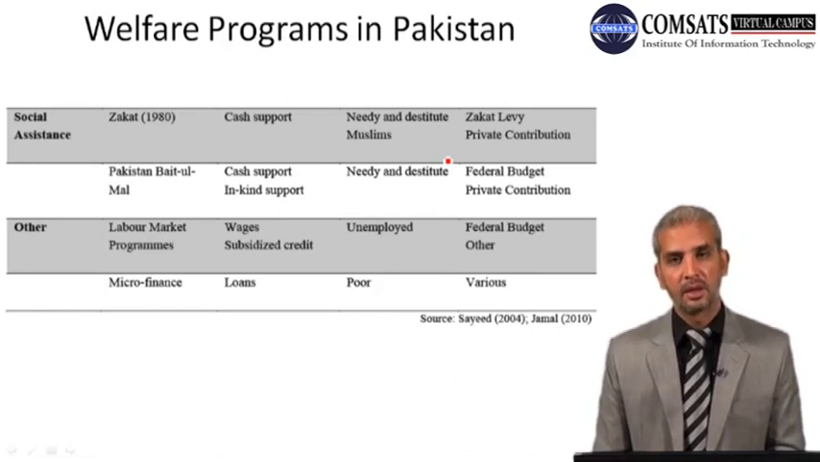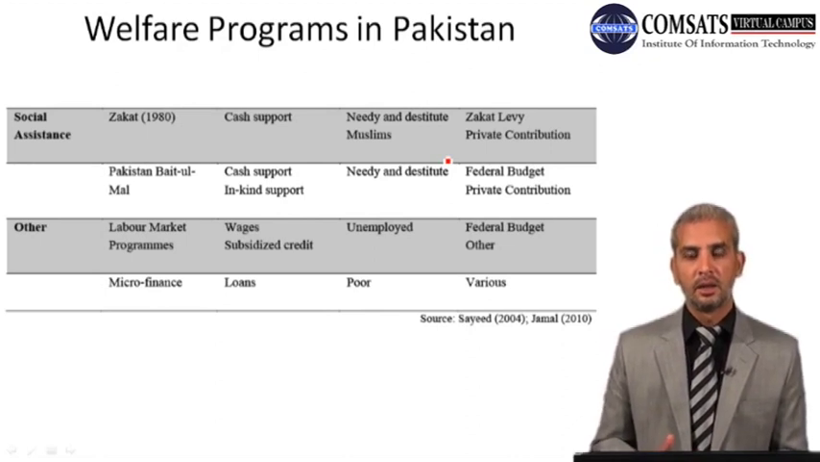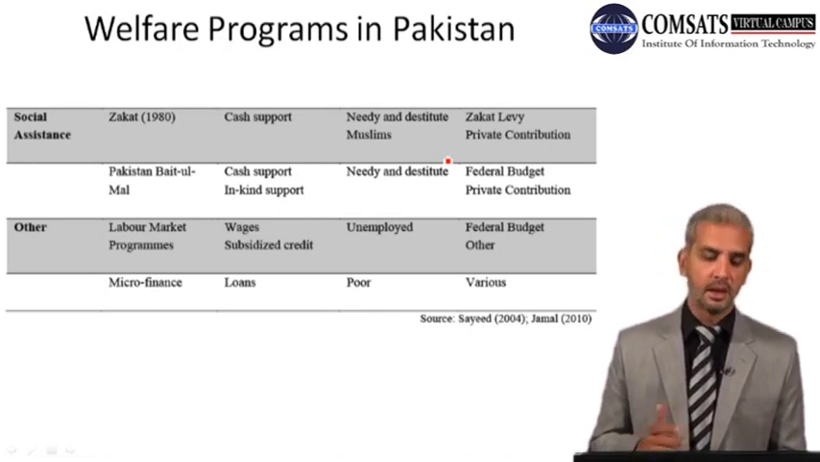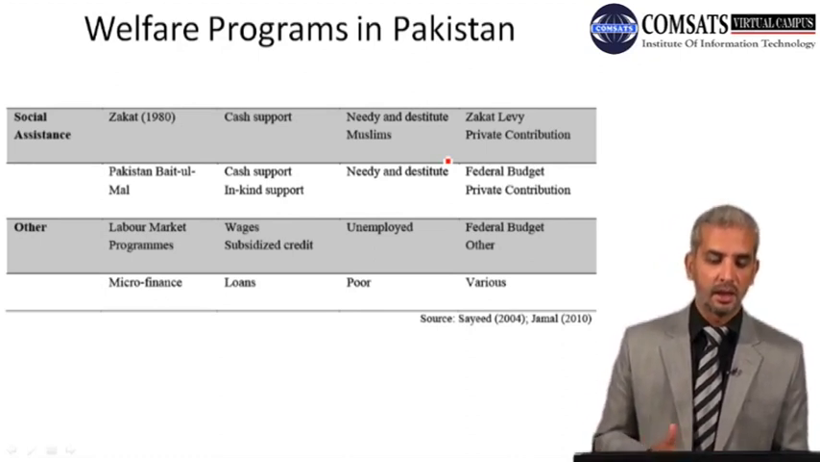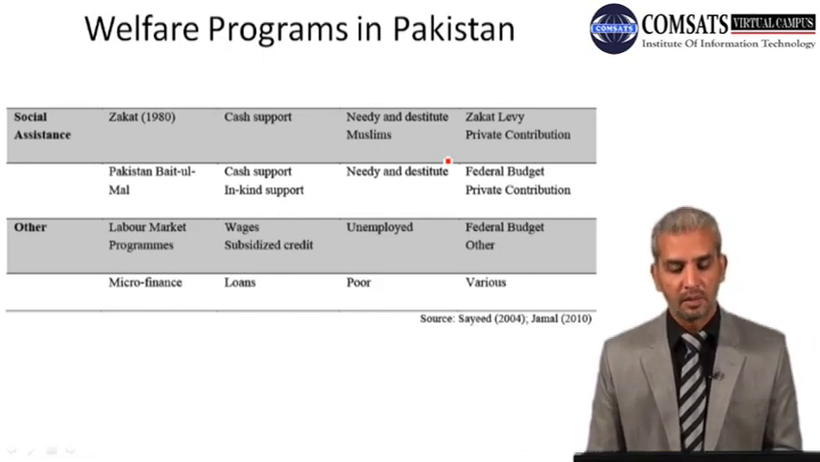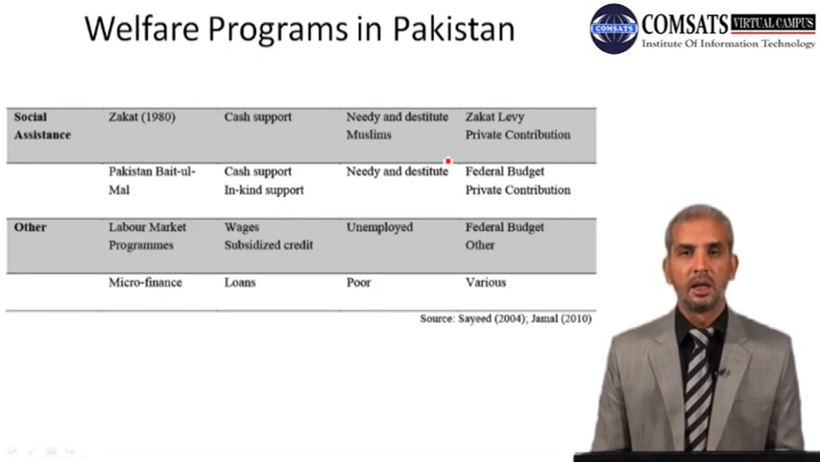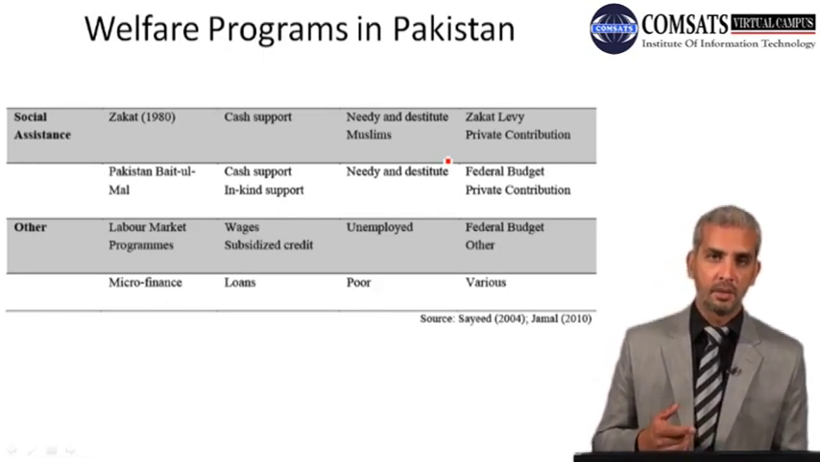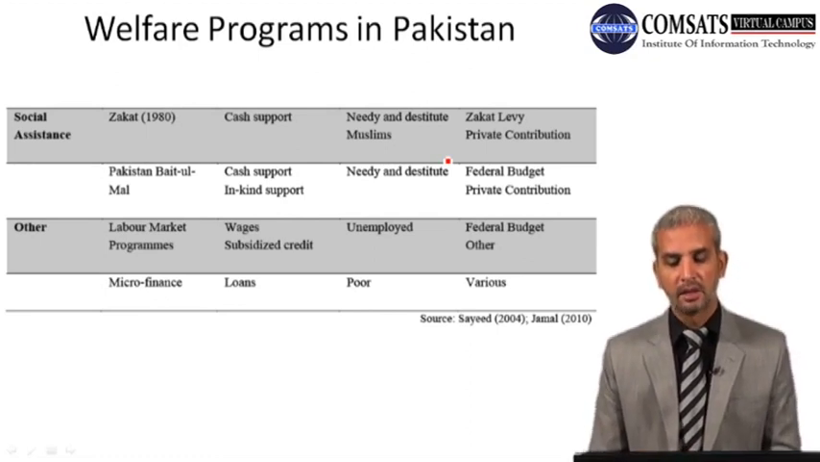Then there is Pakistan Baitul Mal, and that provides cash support and in-kind support to needy people. Its source of funding is through the federal government and private contributions of individuals. Then there are labor market programs which give wages and subsidized credit to the unemployed. That would be sort of like an unemployment fund in developed countries, and its source of funding is mostly the federal budget.